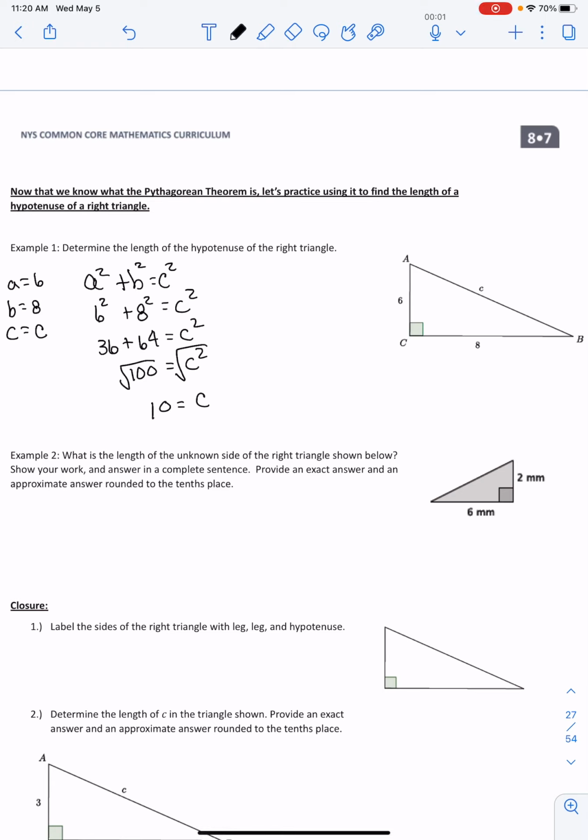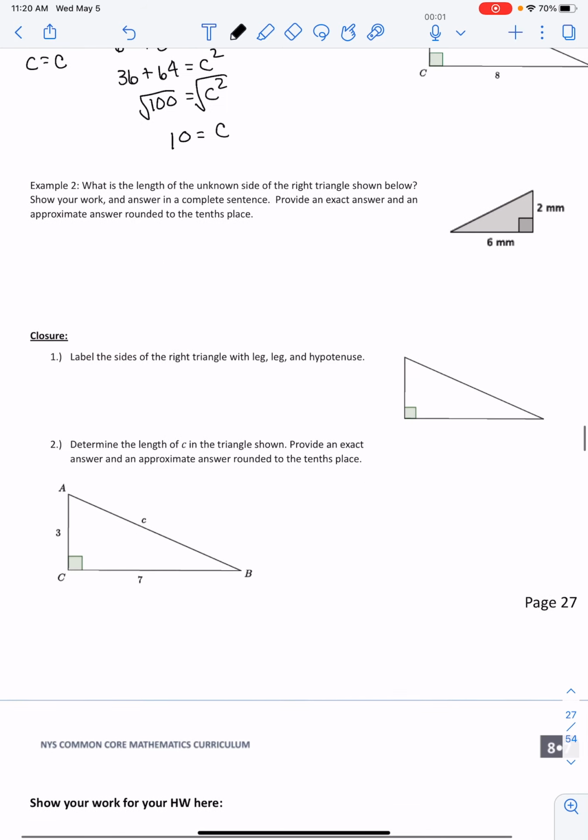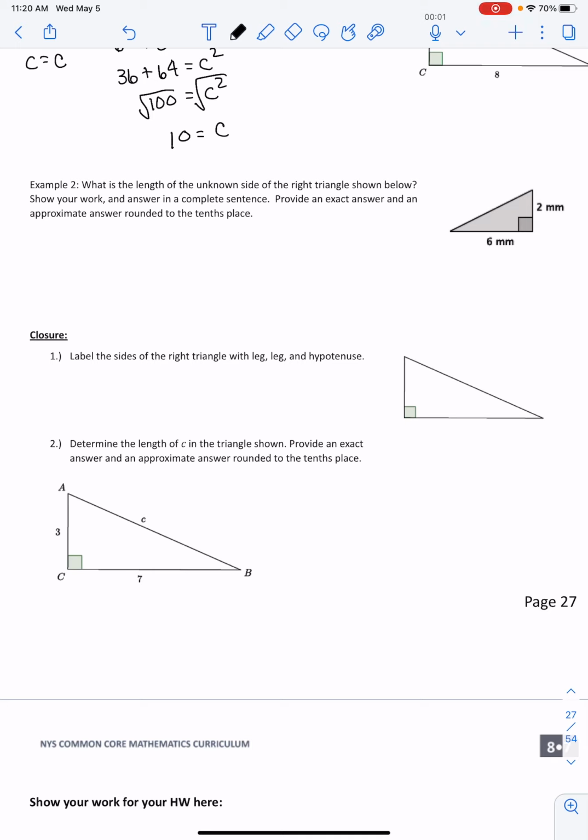Our next question says, what is the length of the unknown side of the right triangle shown below? Show your work and answer in a complete sentence. Provide an exact answer, and I'm going to show you what that means, an exact answer and an approximate answer, rounded to the nearest tenth. So we're actually going to give two answers here, okay? So here we have A is going to equal 2, B is going to equal 6, C is going to equal C. So I have A squared plus B squared equals C squared.